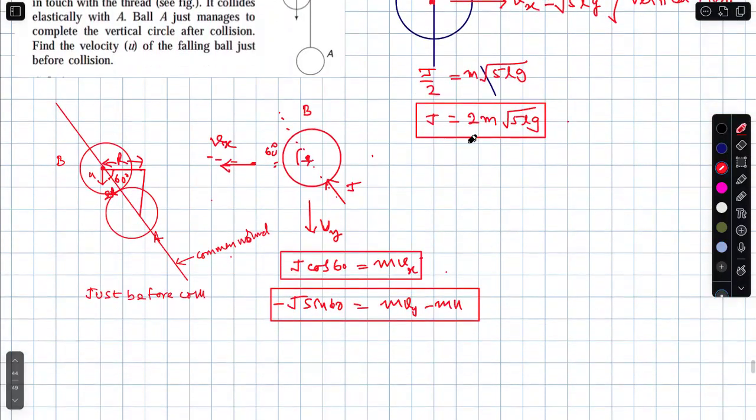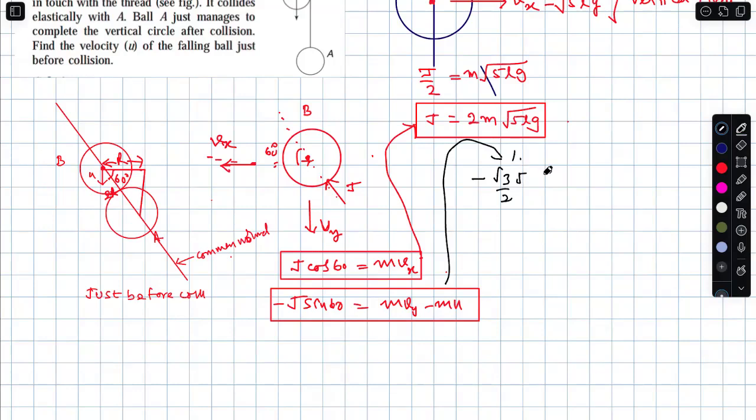Now you know J. Yes or no? Now what am I going to use? I am going to use this equation now. Minus root 3 by 2 J is mVy minus mU. Minus root 3 m root 5Lg is mVy minus mU.